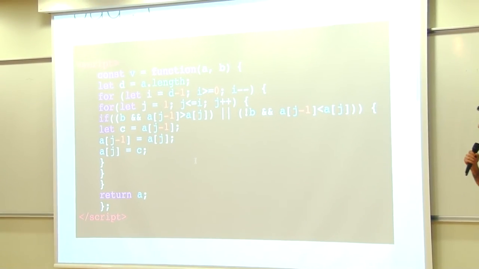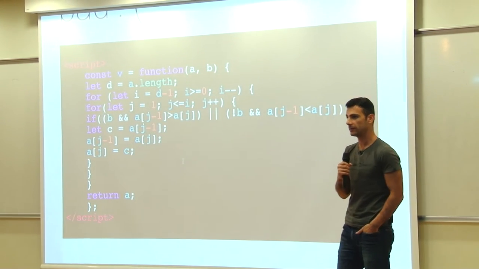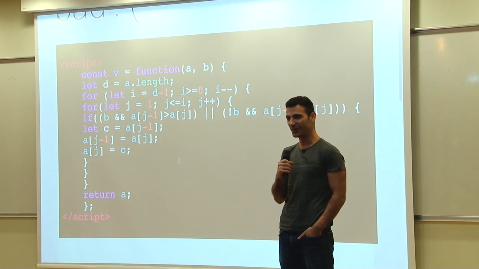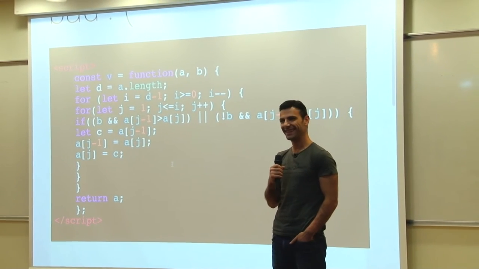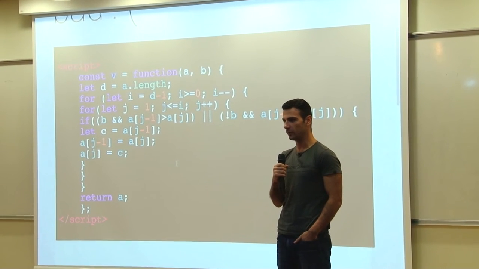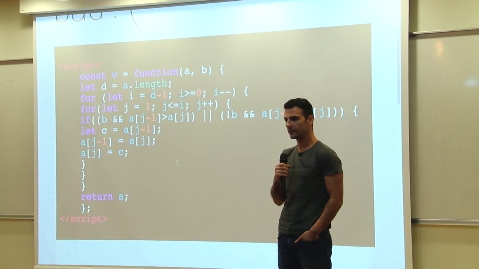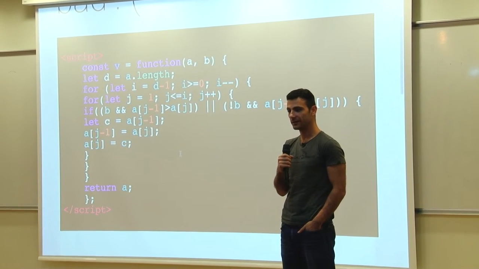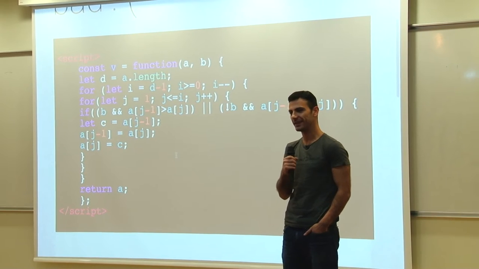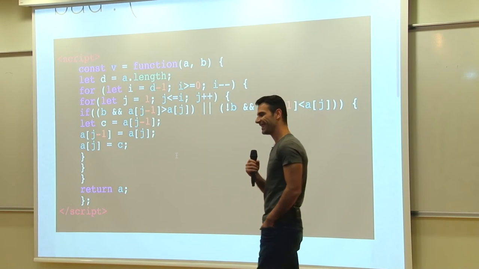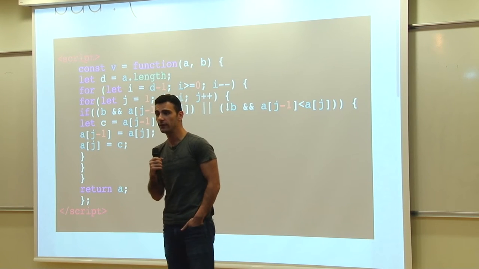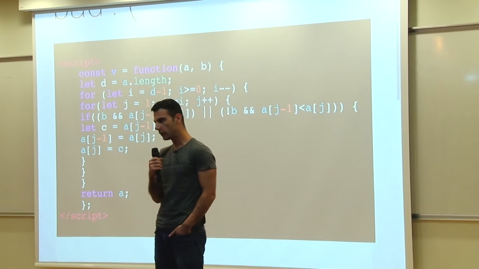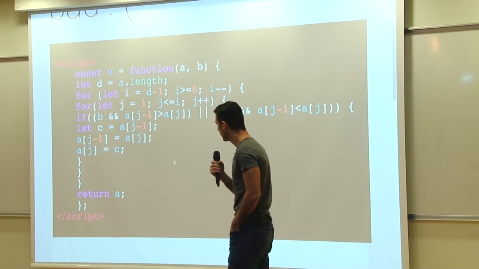Out of curiosity, does anyone know what this function does? It returns A, yes, that's correct. But what does it actually do? What is its function? Yeah, it's the bubble sort. Yeah, it's the bubble sort algorithm. It's actually the function that I posted, I think, for number 4 for the quiz as the answer, or one of the many possible answers for number 4.